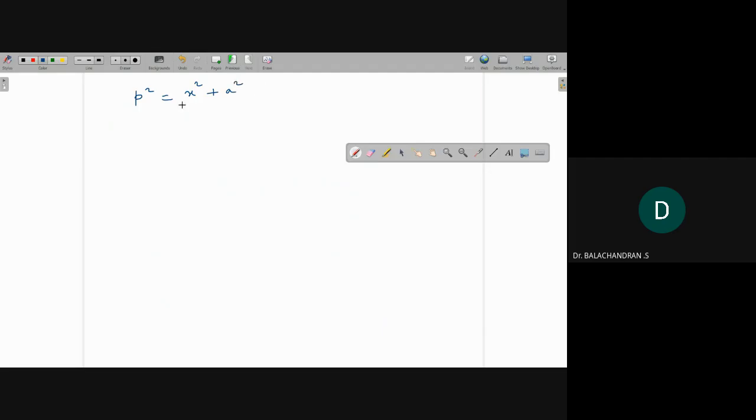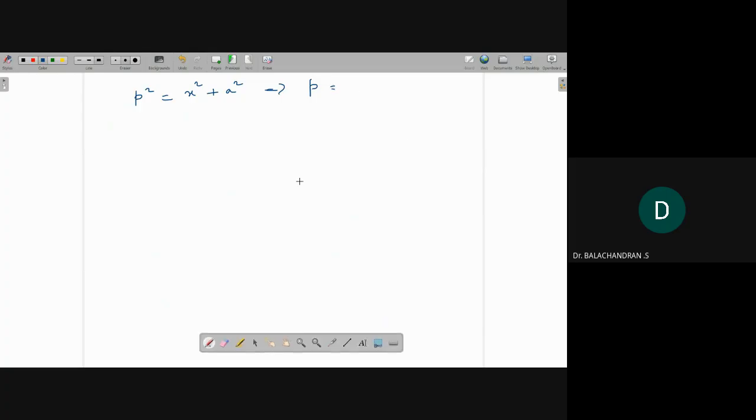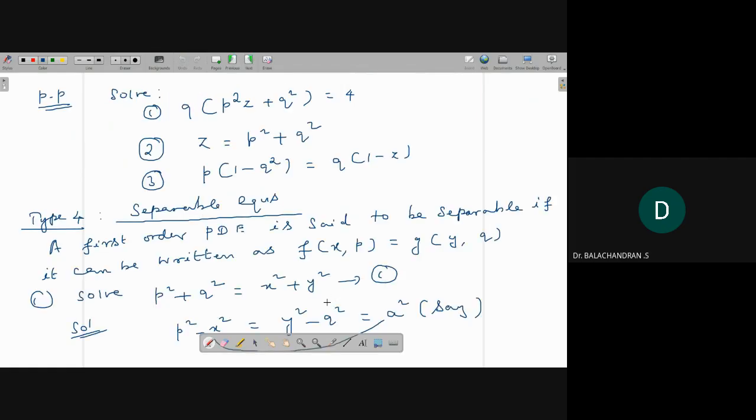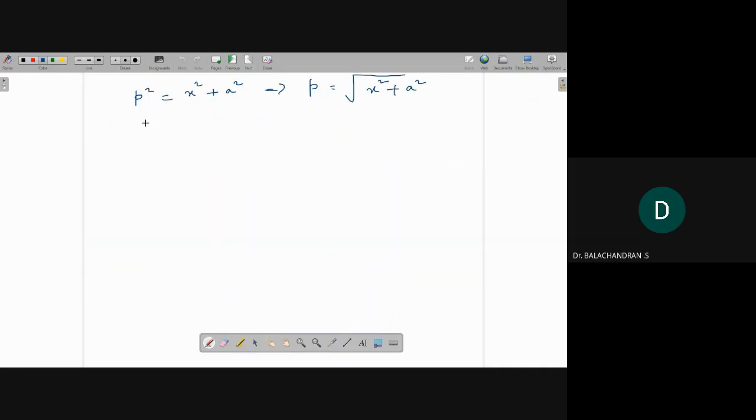Similarly, this implies p equal to plus or minus 0. I'll take the positive value, root of x square plus a square. Similarly, next, if I equate these two, q square equal to y square minus a square.